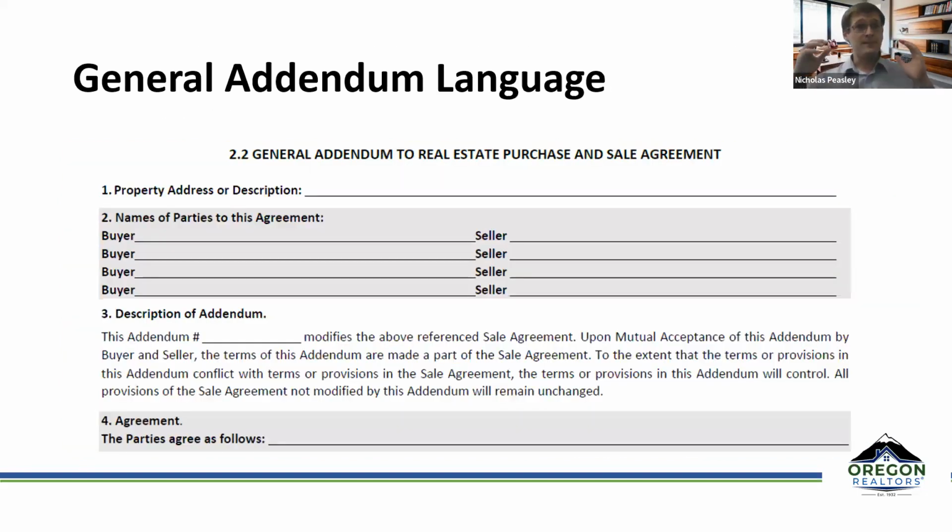And having more language for your clauses is better for the practice as a whole. In general, when we're talking about general addendums, this is what they look like. This is the Oregon Realtors General Addendum. It's Form 2.2. This is pretty much the entirety of it. The only thing that's left over is more blank lines to fill in more general addendum language, as well as the signatures of the parties on the general addendum. You'll note you have the property address and description, the names of the parties. That's going to be pretty much the same in every single document.